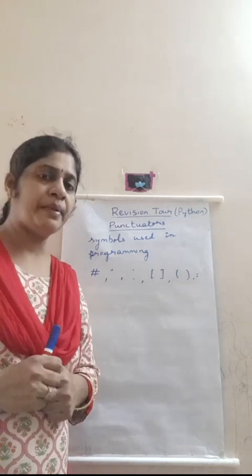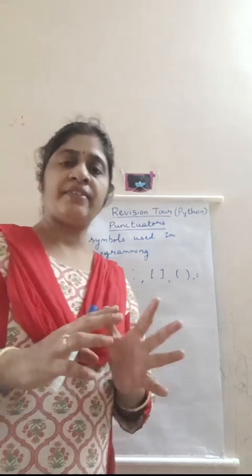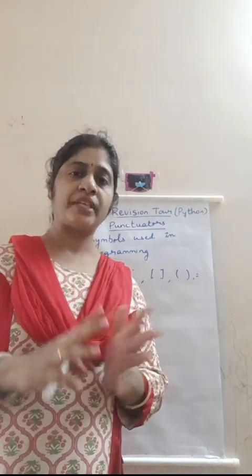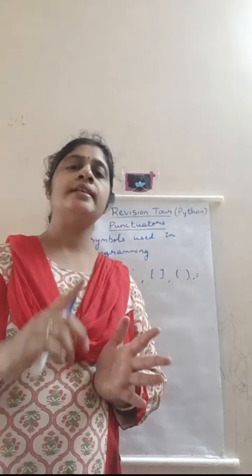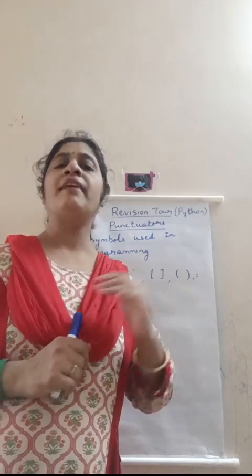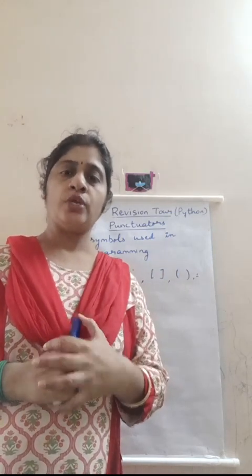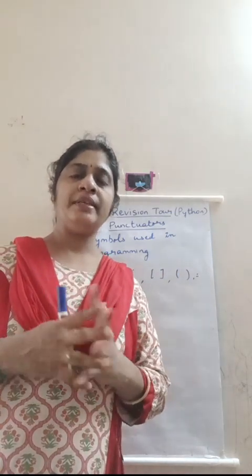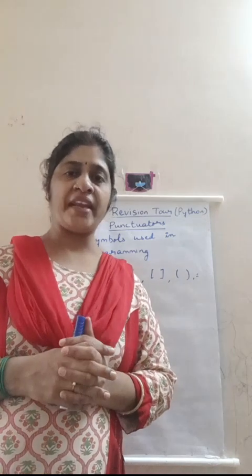Now with this we complete the tokens. What are the different tokens we have seen? Keywords, literals, identifiers, operators, and punctuators. Five tokens we have seen. So in the next video we will be seeing what variables are.